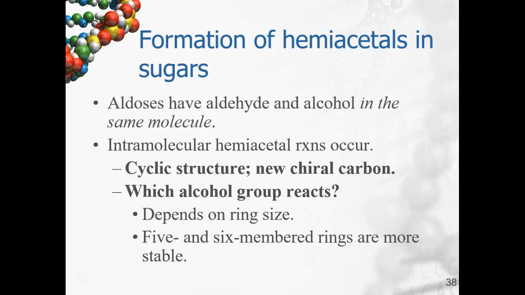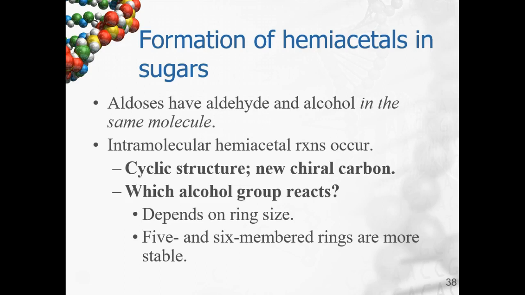So I just showed you reactions where you have an alcohol and an aldehyde that are two separate molecules. But aldoses have an aldehyde and an alcohol in the same molecule. So what that means is you can have an intramolecular hemiacetal reaction. And then you form a cyclic structure. And you get a new chiral carbon because that's what happens when you do a hemiacetal reaction. So there's only one aldehyde, so that's easy.